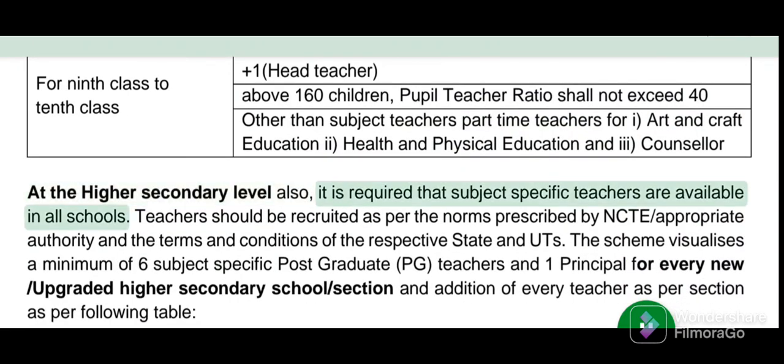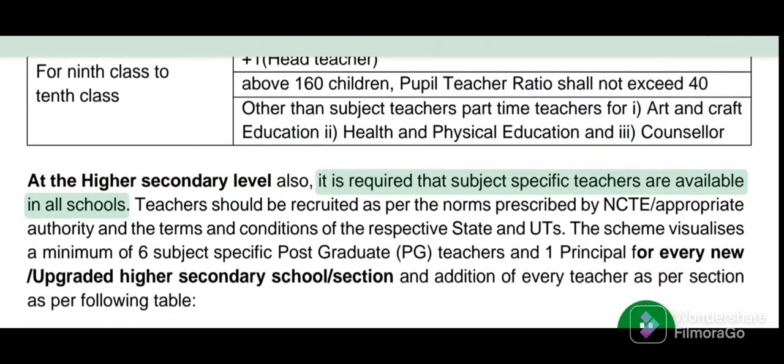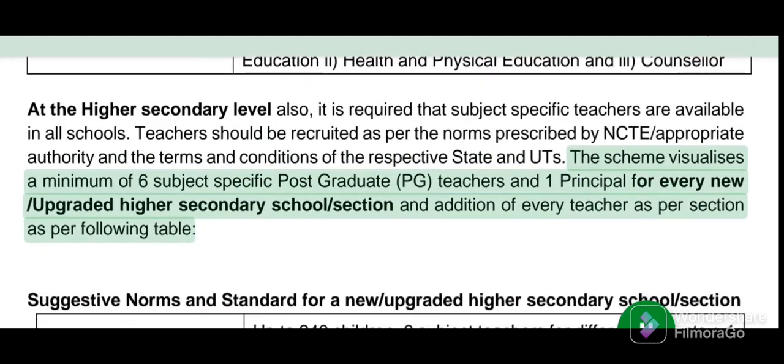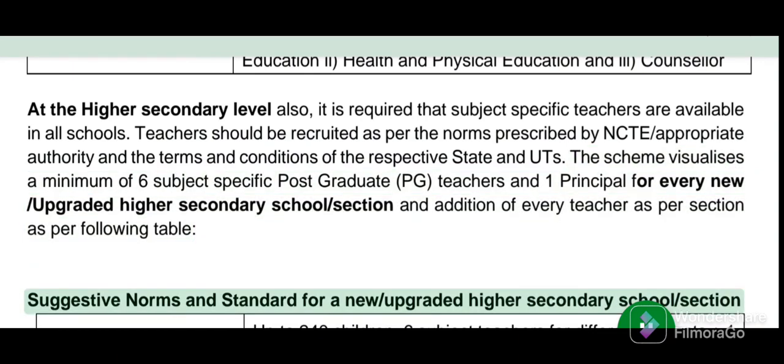At the higher secondary level also, it is required that subject-specific teachers are available in all schools. Teachers should be recruited as per the norms prescribed by NCTE and the appropriate authority, in the terms and conditions of the respective states and UTs. The scheme visualizes a minimum of 6 subject-specific postgraduate (PG) teachers and 1 principal for every new upgraded higher secondary school section, and addition of every teacher as per section, as per the following table.